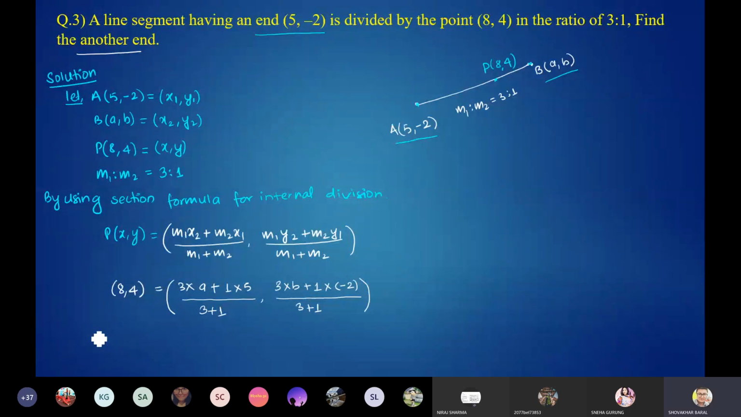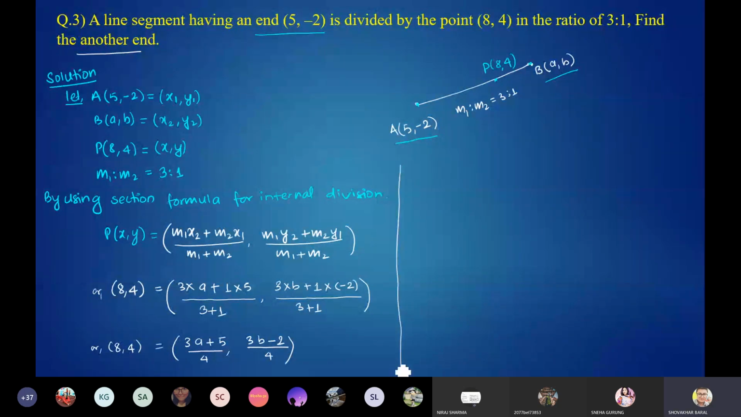Okay, so let's continue it further. 8 comma 4 is equals to 3a plus 5 divided by 4 comma 3b minus 2 divided by 4. Actually we are supposed to find the value of a and b. a र b त आएको छैन अझै. So still we need to solve it further. So what do you need to do? Can anyone tell me? Comparing corresponding component गर्ने हो. Very good. We need to compare the corresponding components.